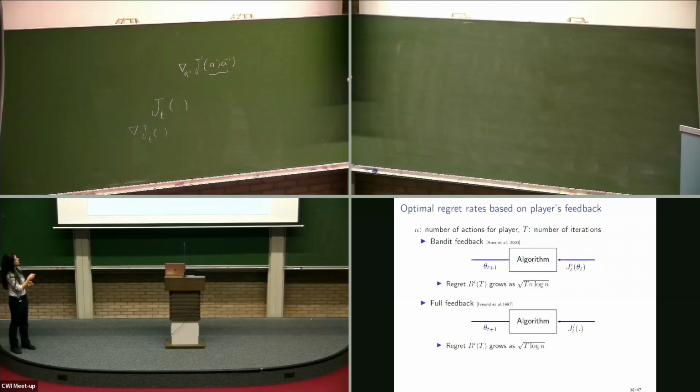And also, if this is the case, the players do not see these time-varying functions. But if they do see, at each instance, what that function is at that instance of time, so not only do they see J_i of t evaluated at theta t, but they see J_i of t evaluated at any theta they could have chosen, then the regret grows as root t log n. You can imagine that we have as if n times more pieces of information, because we're seeing the function for every choice of action we could have made.